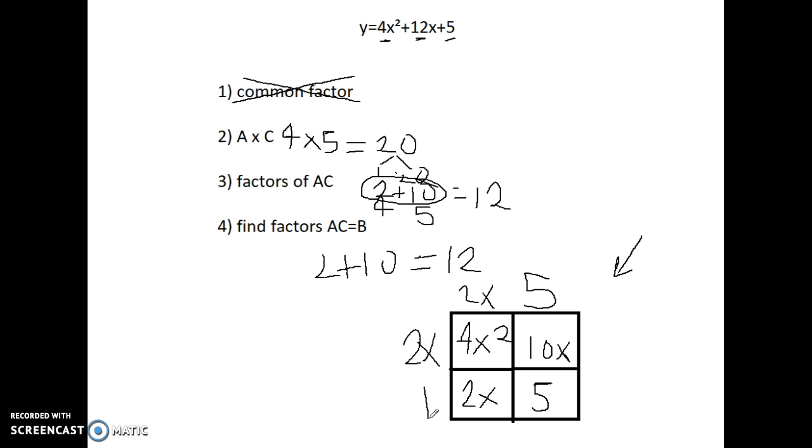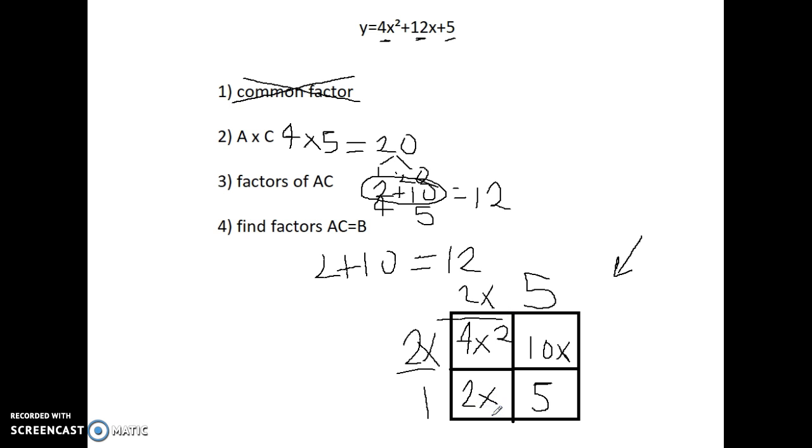We see this because we found these dimensions really fast, and then we know 10 divided by 2 is 5, and 2 divided by 2 is 1.